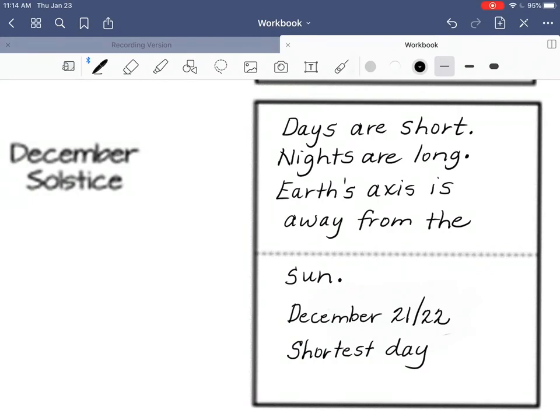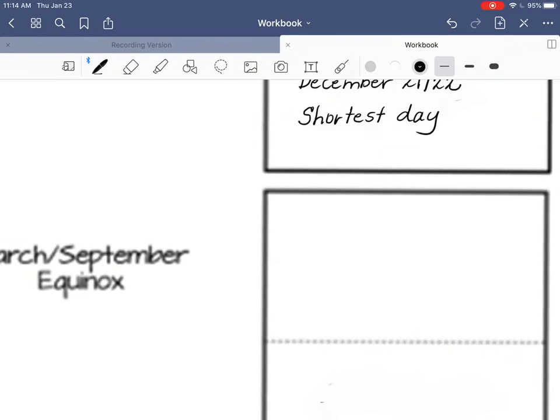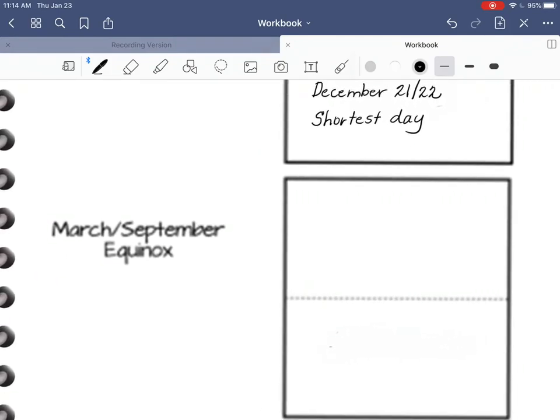Okay, we have one more, and that is the March-September equinox. March is in the spring. That's called the vernal equinox. September is in the fall. That's called the autumnal equinox. Or sometimes you'll hear it March-September. And on an equinox, equa means equal. So Earth's axis is parallel to the sun.